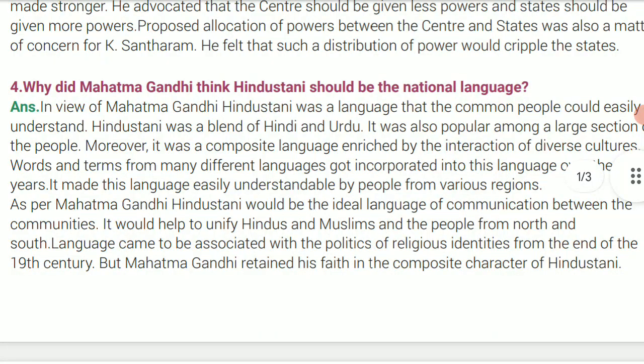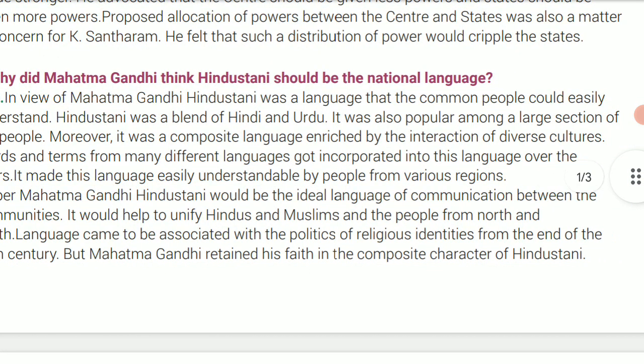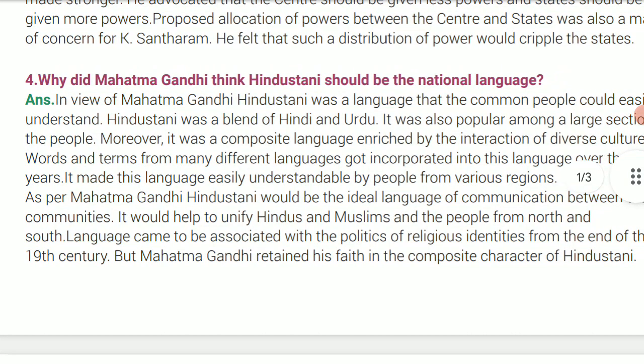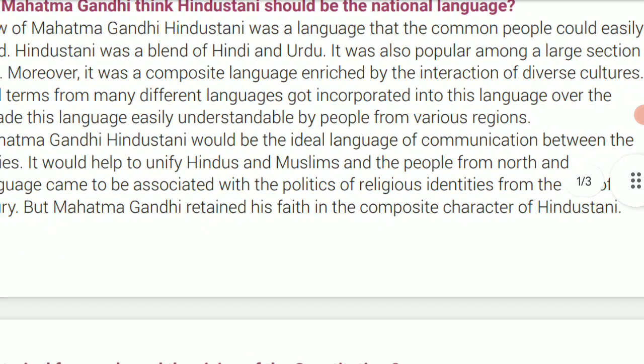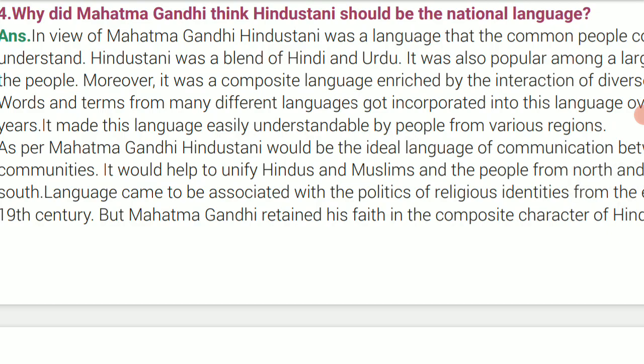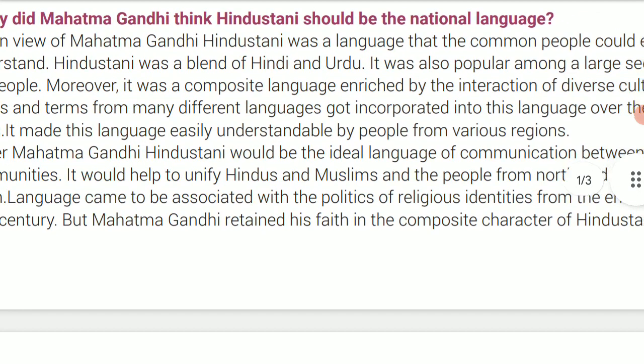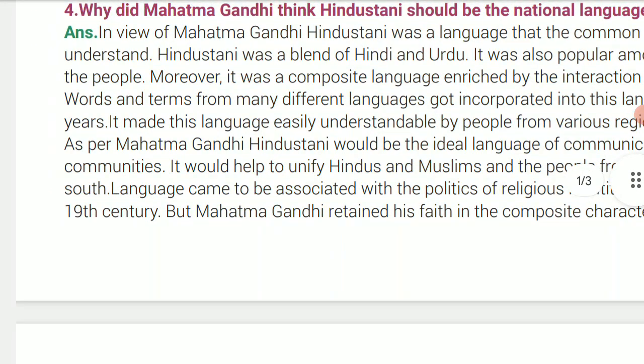Hindustani was a blend of Hindi and Urdu, and it was also popular among a large section of the people. Moreover, it was a composite language enriched by the interaction of diverse cultures, with words and terms from many different languages incorporated over the years. So it made this language easily understandable by people from the various regions of India.